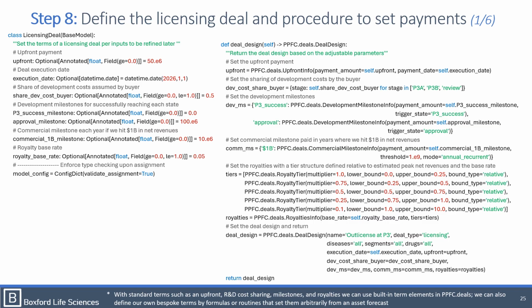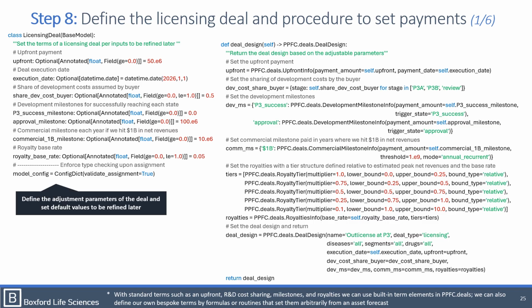We have in here default values of a $50 million upfront, 50% split where the buyer assumes development costs, no milestone at phase 3, and a $100 million milestone at approval, and a $10 million milestone after every year in which we have $1 billion in net revenues and a 5% royalty base rate. We're going to create the deal with those default values, and then we're going to modify that when we run the model.